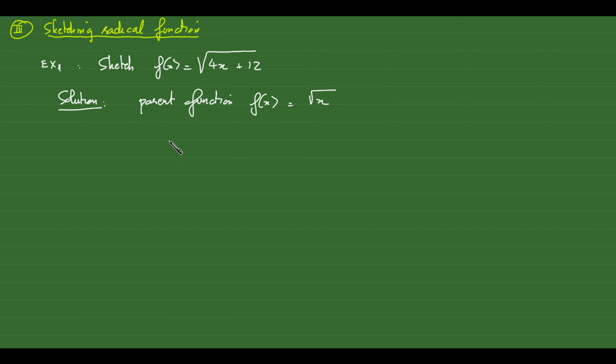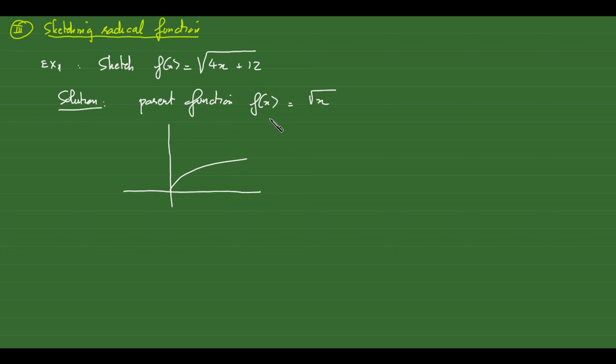And the graph of f of x equal to the square root of x will be something like this, right? But right now, we don't want to sketch f of x equal to the square root of x. We want to sketch f of x equal to the square root of 4x plus 12. So we want to know how many units it transformed from the original function here. So how are we going to do that?